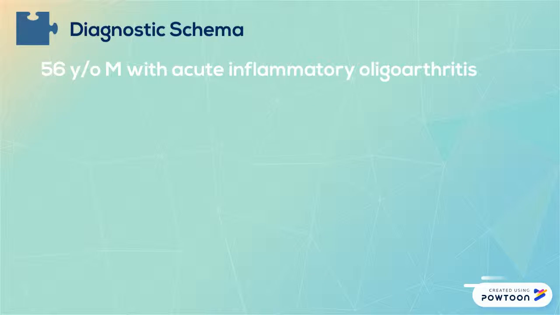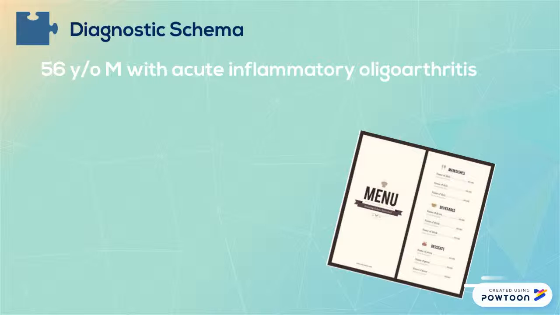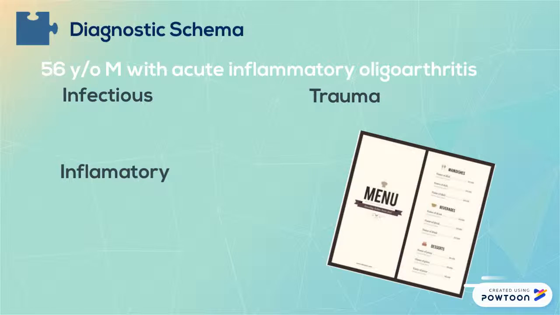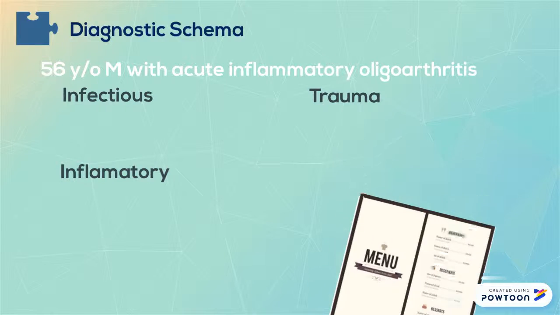Now comes the second step, coming up with a diagnostic schema. When you think about diagnostic schema, you should think about a menu in a restaurant. On the menu, the differential diagnosis or the food isn't just listed, it's separated in categories. If you do it this way, it's going to help you remember and be more accurate in your diagnosis.